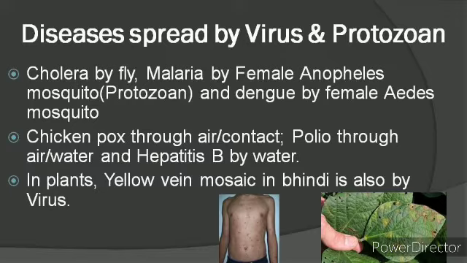Chickenpox is spread through air or contact. Polio is spread through air or water. Hepatitis B is spread through water. So these are the waterborne diseases or water transfer diseases. So over here we can say that water is the carrier. And in plants also, yellow vein mosaic in bhindi is spread by the virus.